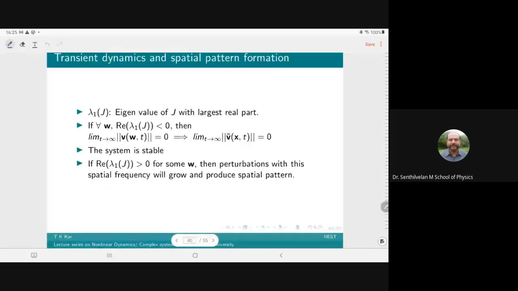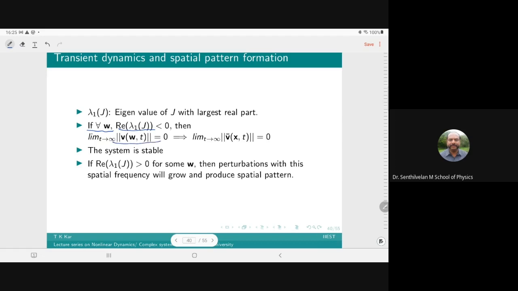So if you consider this, now look at this. Let lambda 1j be the eigenvalue with the largest real part. Now if for all real w this is less than 0, then this tends to 0. If this tends to 0, then this tends to 0. That is, the system is stable. But if the real part of lambda 1j is greater than 0 for some w, then a perturbation with this spatial frequency will grow and produce spatial patterns.